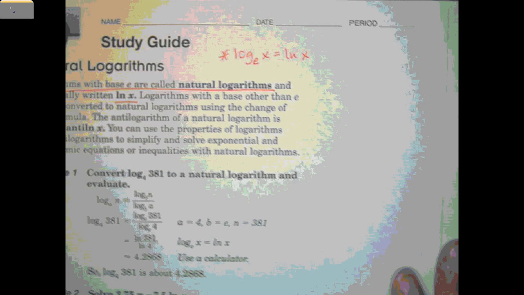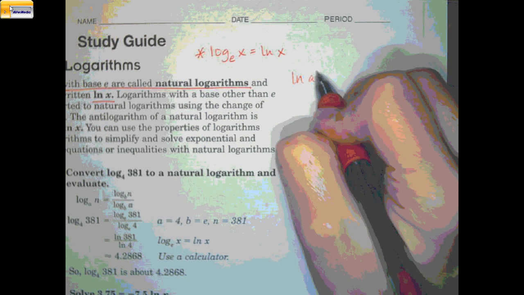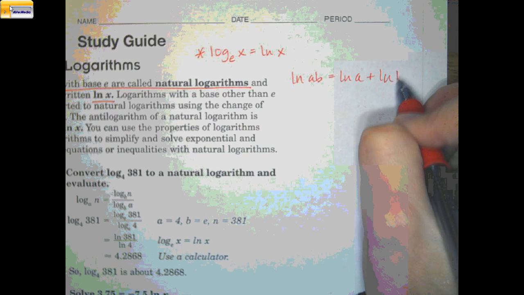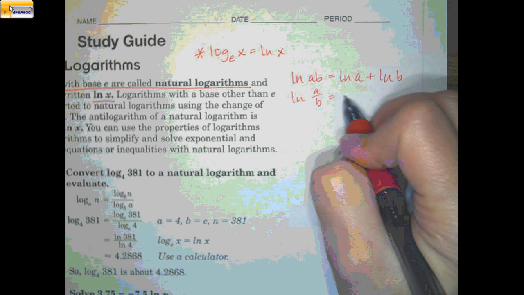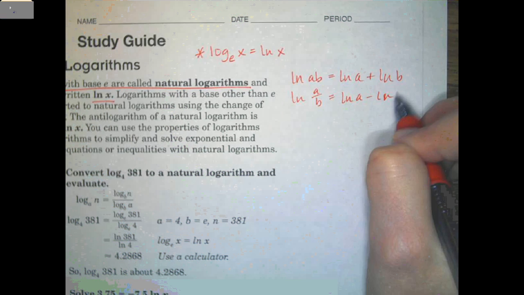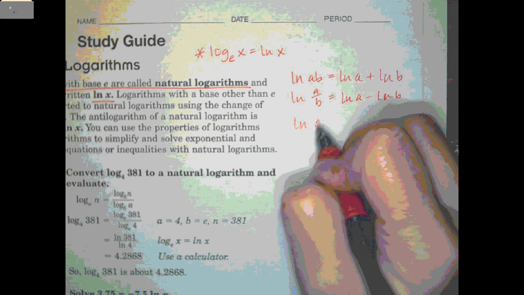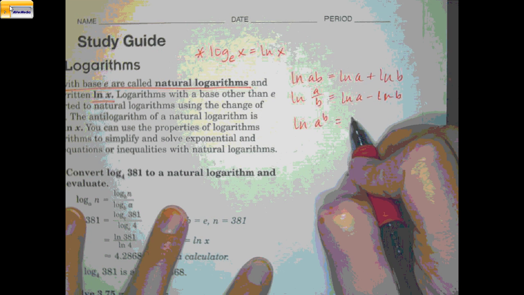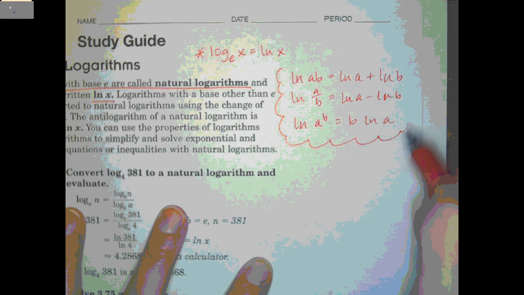Since a natural log is like a regular log, it just has a specific base, all of the rules for logs still apply. The natural log of a times b is the same thing as the natural log of a plus the natural log of b. The natural log of a divided by b is the natural log of a minus the natural log of b. If we have the natural log of a to the b power, and this is what a lot of you forgot on your assignment, you can take the b, catapult it over the top, and you have b times the natural log of a. Those laws still apply to natural logs.